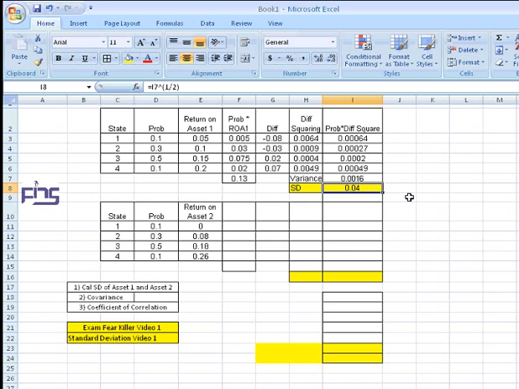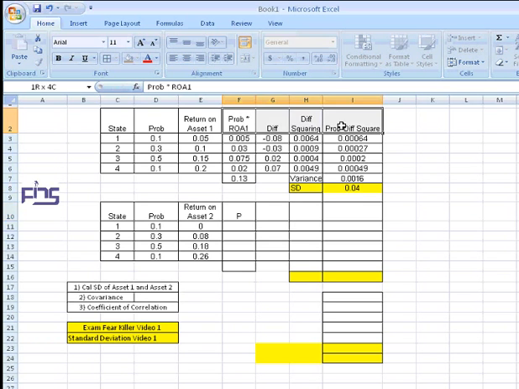Okay, so variance raised to 1 by 2 is nothing but the square root, so you get something like 0.04. We'll do the same here.